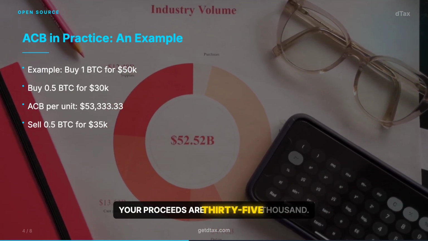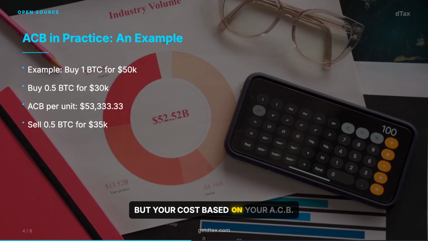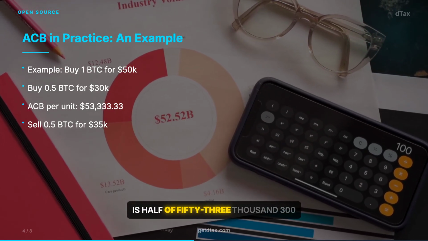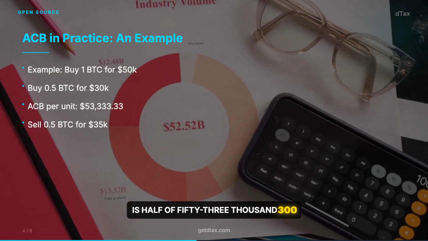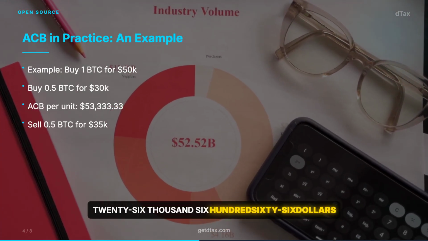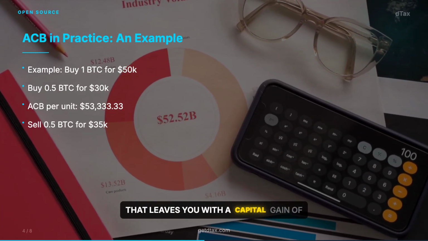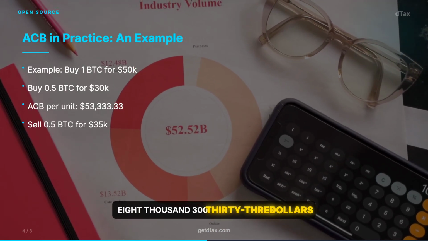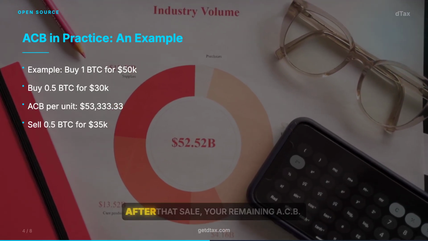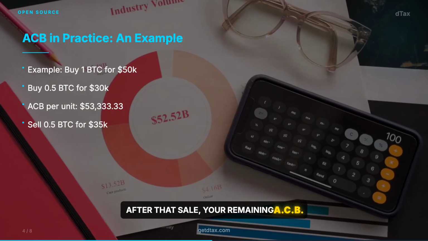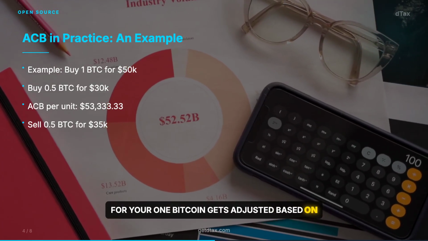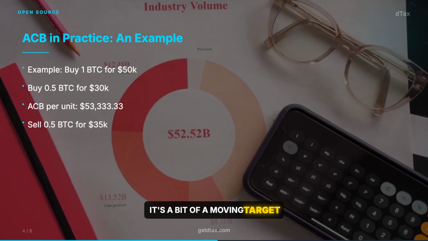Your proceeds are $35,000, but your cost based on your ACB is half of $53,333.33, which is $26,666.67. That leaves you with a capital gain of $8,333.33. After that sale, your remaining ACB for your one Bitcoin gets adjusted based on what's left. It's a bit of a moving target.